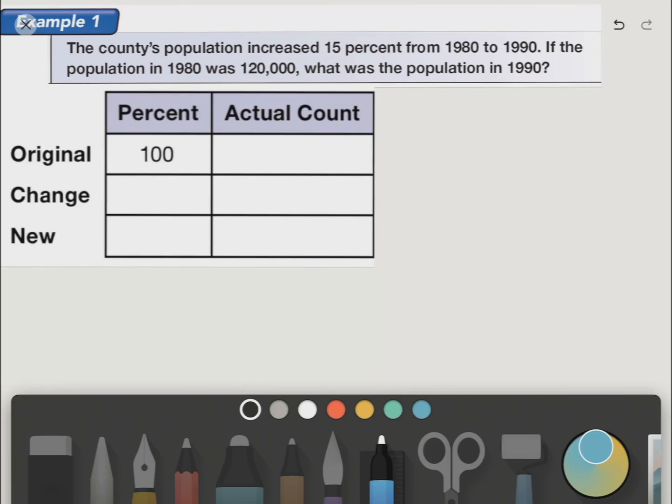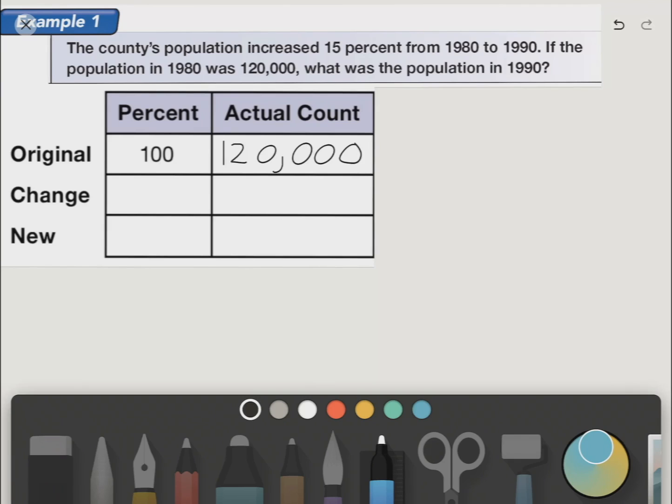The county's population increased 15% from 1980 to 1990. If the population in 1980 was 120,000, what was the population in 1990? Okay, so plugging all this information in. So we know that the original actual count of people was 120,000 people.